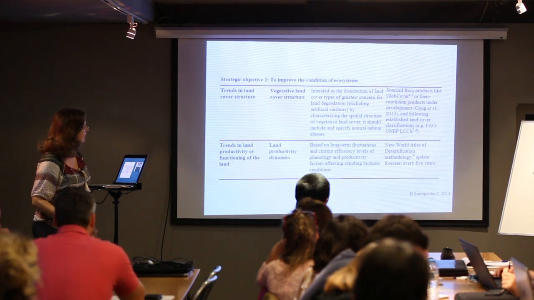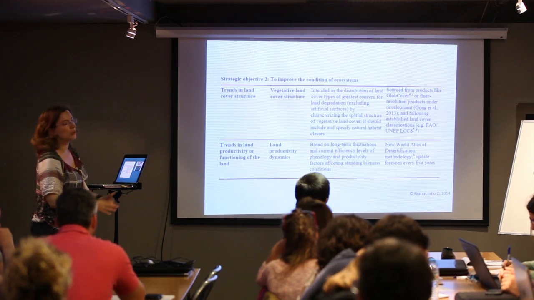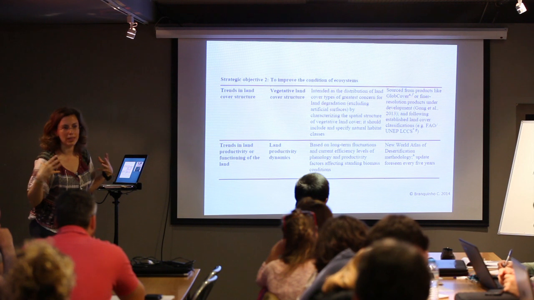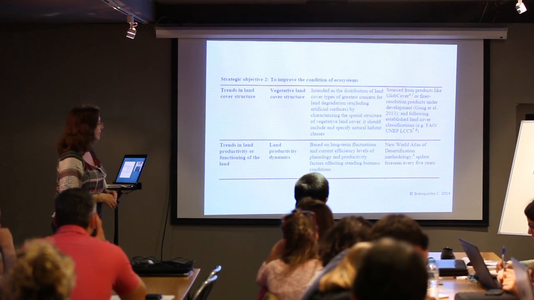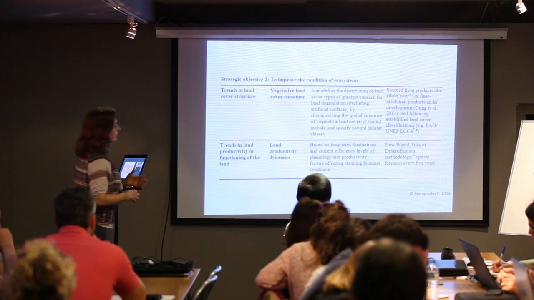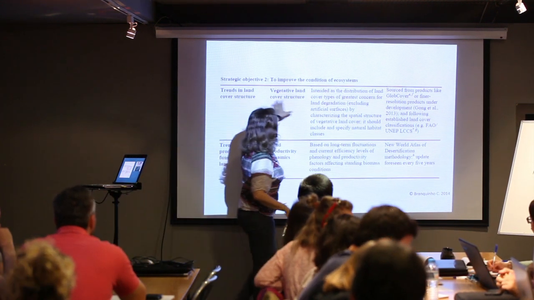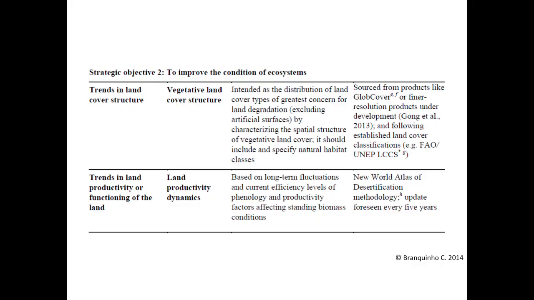So other indicators that have been used by the United Nations associated with desertification, and which I think are more related to what we like, are the vegetation, land cover structure, and land productivity dynamics. Those are produced at global level using global cover and some other types of land cover; at national level, or even continent level, they might be used in a different way.